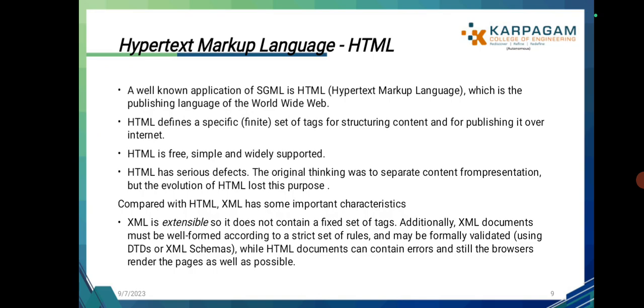Compared with HTML, XML has some important characteristics. XML is extensible, so it does not contain a fixed set of tags. Additionally, an XML document must be well formed according to a strict set of rules and may be formally validated, while an HTML document can contain errors and the browser will still render the page as well as possible.